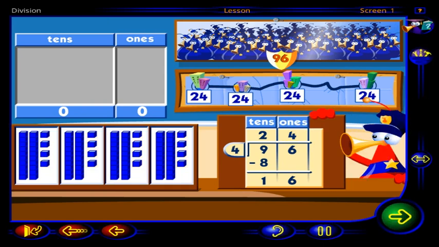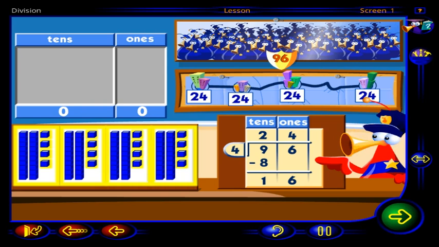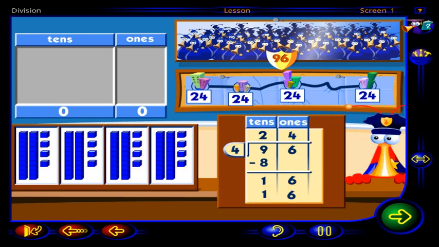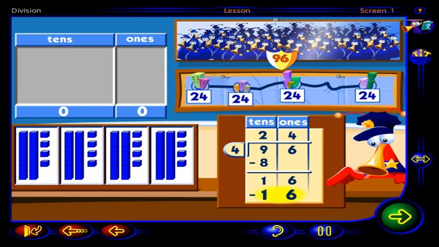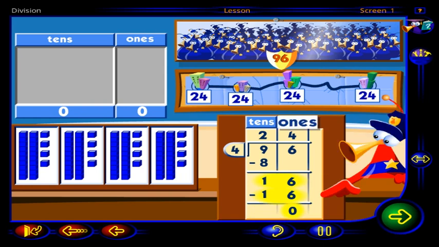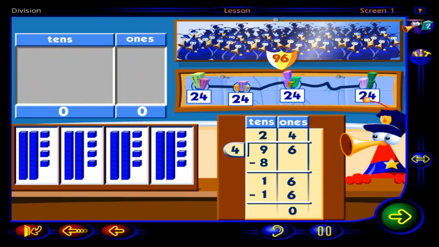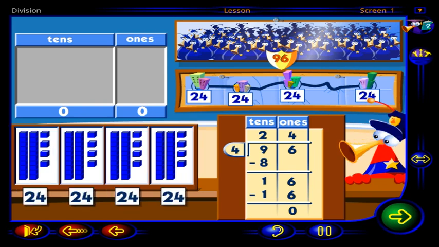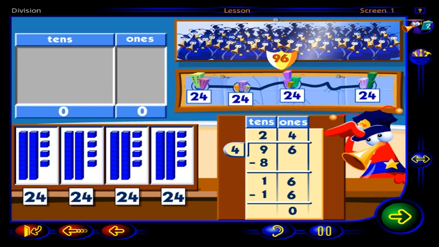We can show how we divided 16 ones into 4 groups of 4 by multiplying 4 ones here by 4 and writing 16 in the ones place here. Then we subtract 16 from 16 to show that there are 0 ones left over. There are no blocks left, and there is a 0 here. So I guess we've finished dividing. Each group of blocks shows the number 24, and the quotient using numbers is also 24.